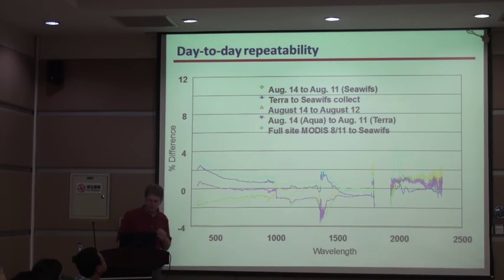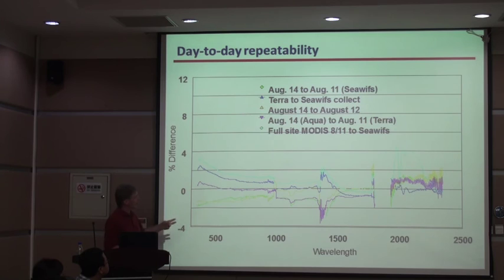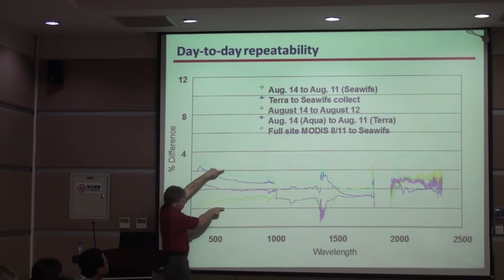Day-to-day repeatability. So this is the same instrument measuring the same site. In some cases it's parts of sites, sometimes it's the 1 kilometer area. In some cases it's day-to-day, and in other cases it's the same instrument on the same day, but basically this is plus or minus 2%.